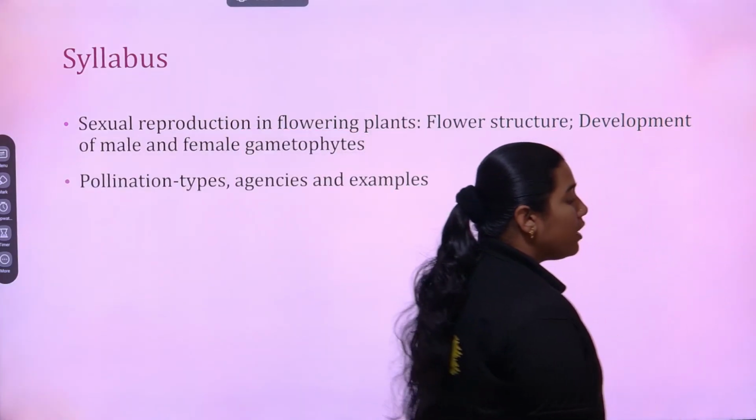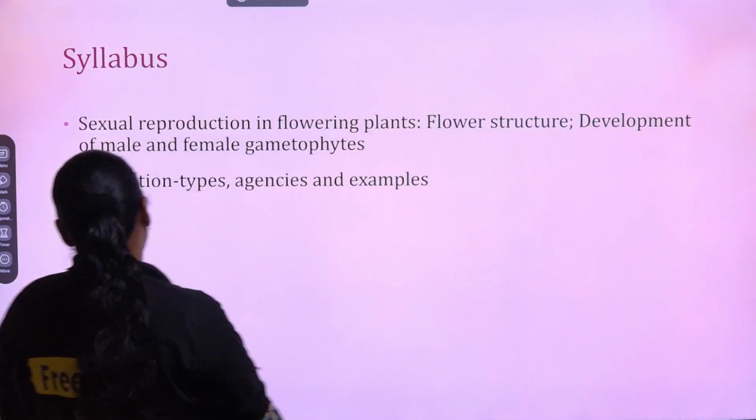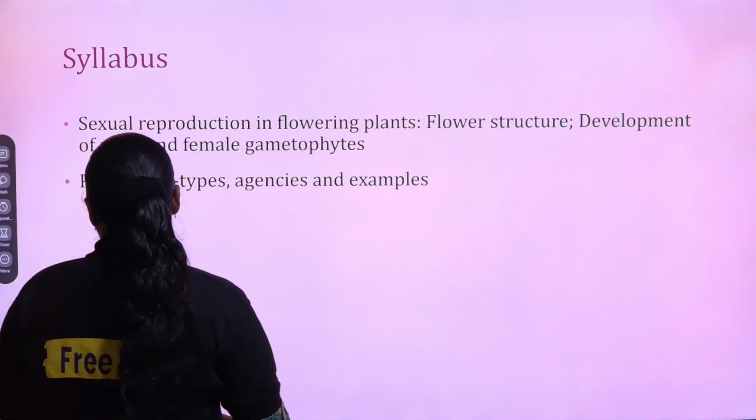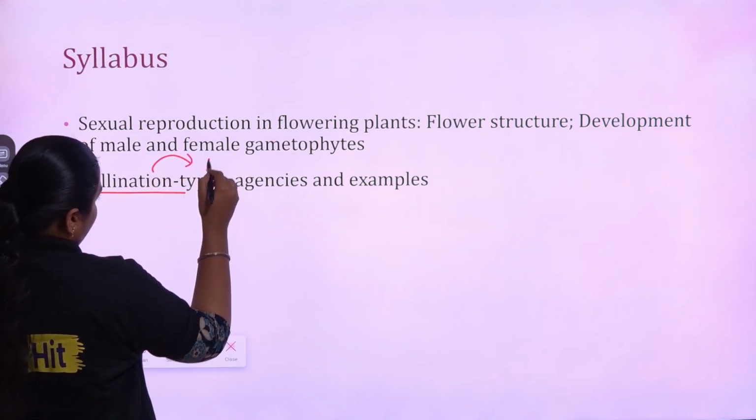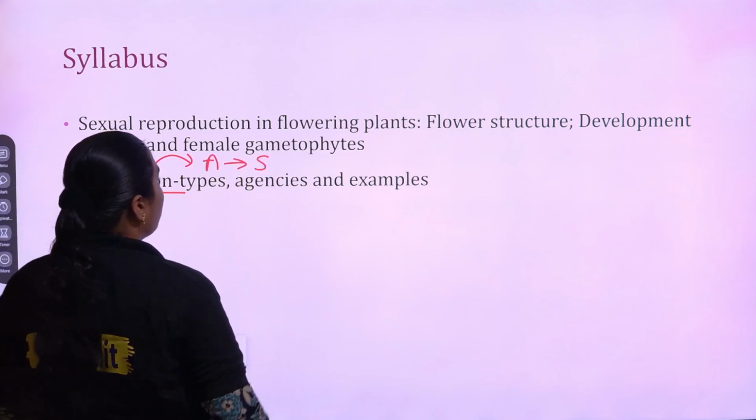And the next is pollination. What is pollination? Pollination is the transfer of pollen from anther to stigma. From anther to stigma, this is known as pollination.